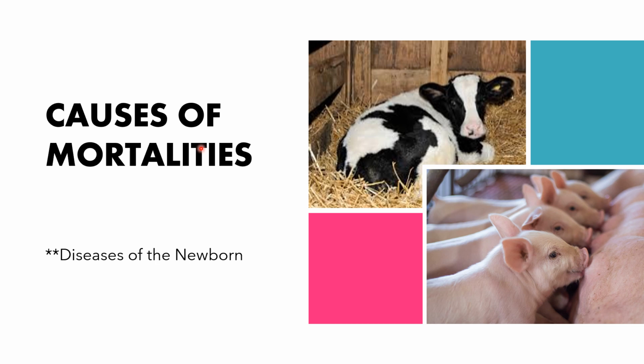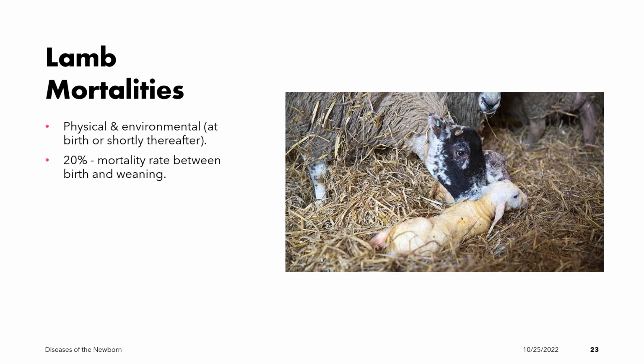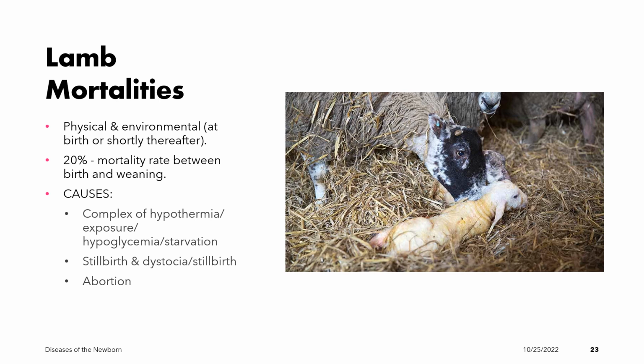Diseases of the newborn and neonatal mortality are considered a major cause of economic loss in livestock production. For lamb mortalities, it is said that most occur within 24 hours of birth, and most of these are physical and environmental in nature. The specific causes are a complex of hypothermia, hypoglycemia, and starvation. We also have dystocia.